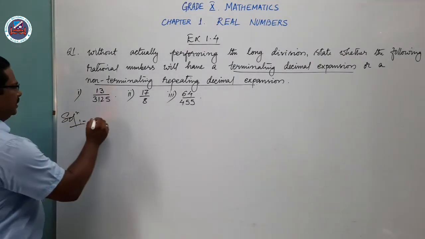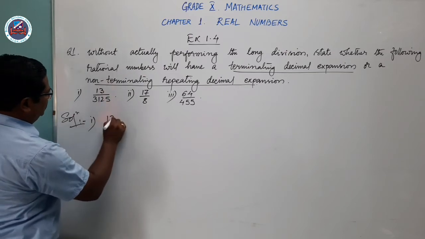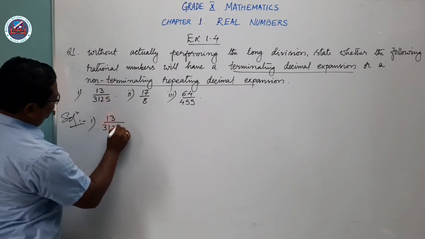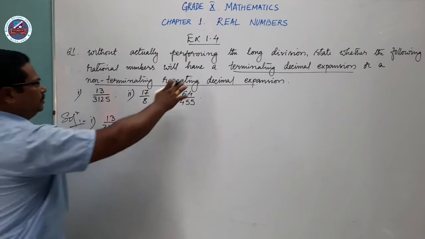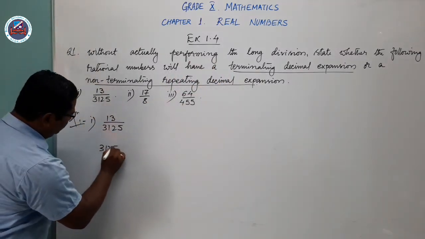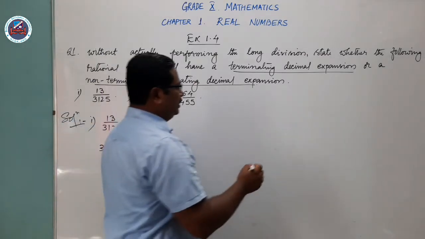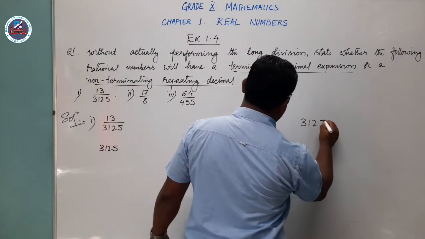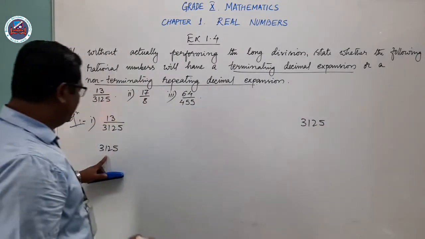Now what you have to do is, the first one, 13 divided by 3125. Nothing to do, we don't have to divide. For this number 3125, we find out its factors. 3125, we will find out the product of the primes.